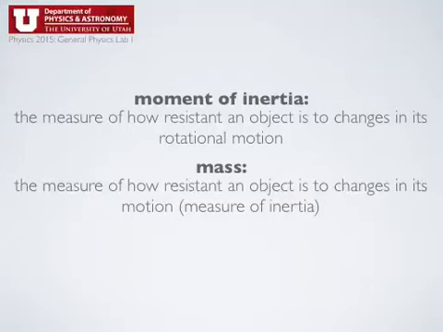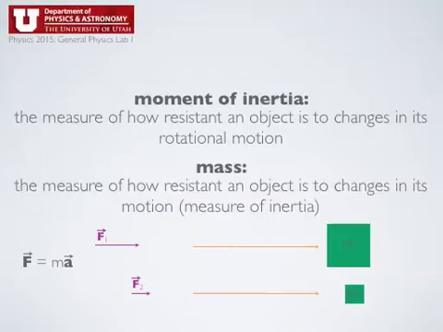Newton's second law tells us that force equals mass times acceleration. An object with a greater mass than a second object requires a greater force to change its motion or accelerate it by the same amount. Similarly, an object with a greater moment of inertia requires a greater rotational force, or torque, to change its rotational motion by the same amount.